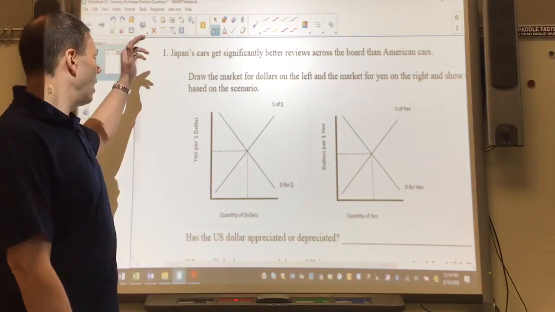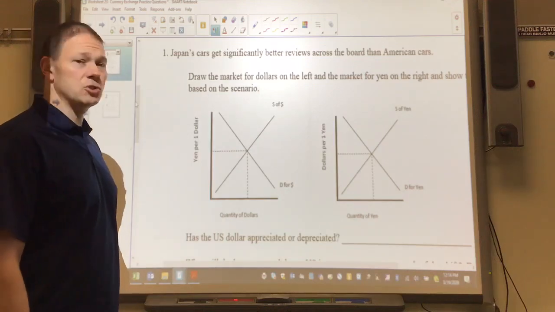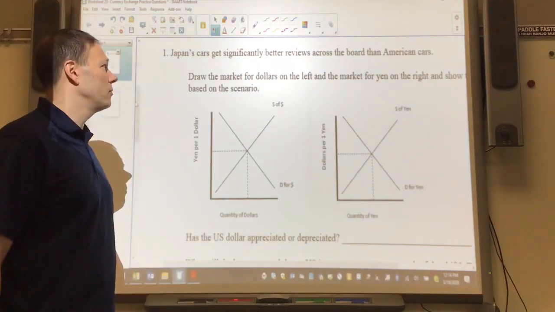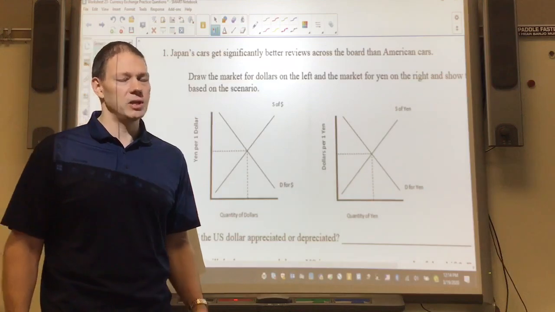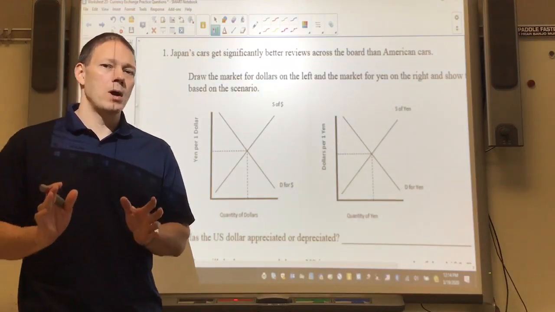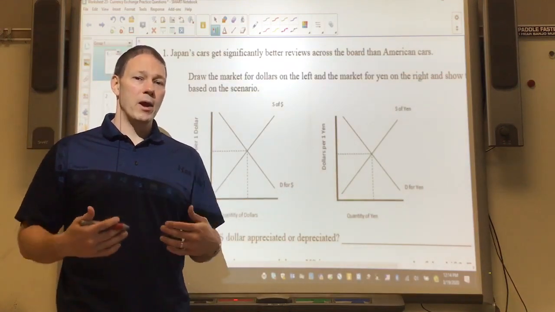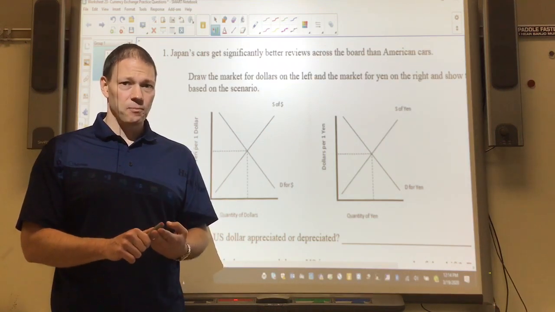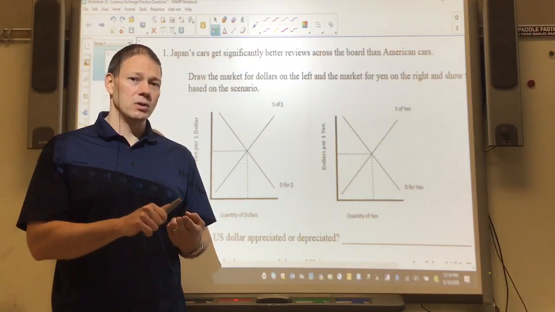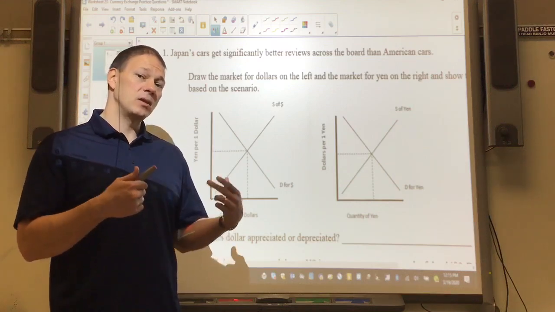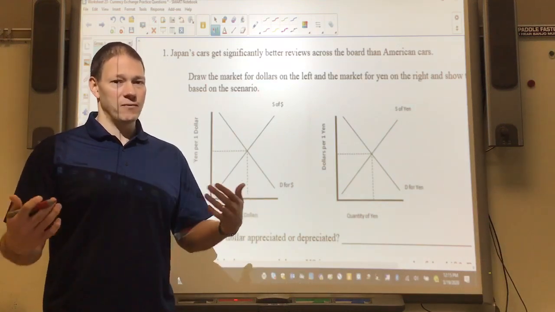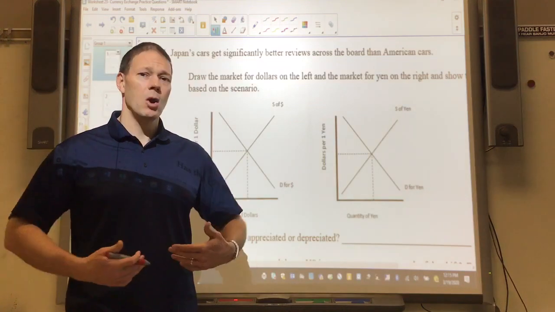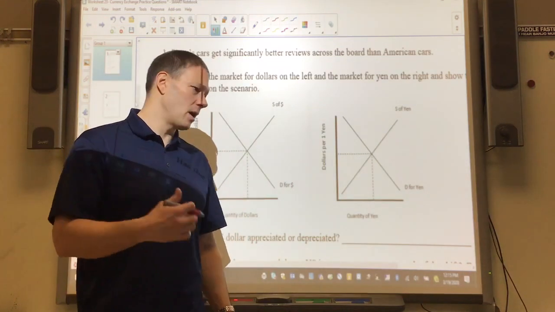And so the first scenario here, number one, says Japan's cars get significantly better reviews across the board than American cars. And again, you always want to ask the question, where do people want to buy or where do people want to invest? That's where demand for currency is going to go up. And then if they don't want to buy in a particular country, demand for that currency is going to go down. Or you can also look at it from the supply side, and I'll show you that in a second.